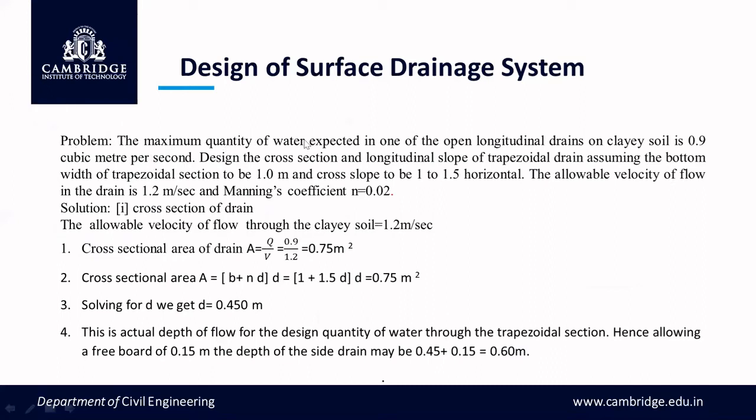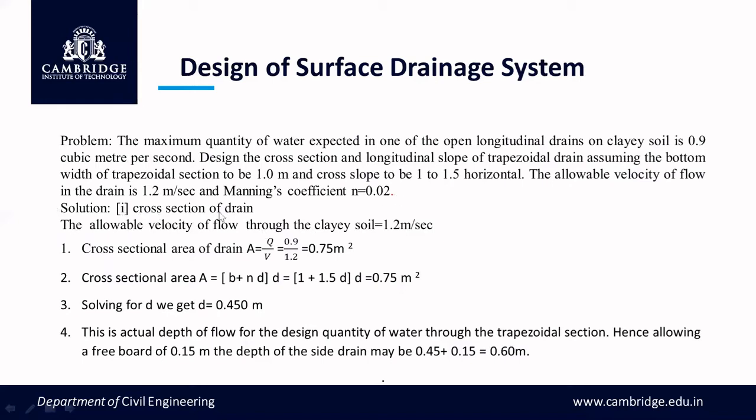The maximum quantity of water expected in one of the open longitudinal drains on clayey soil is 0.9 cubic meter per second. Design the cross section and longitudinal slope of a trapezoidal drain, assuming the bottom width of the trapezoidal section to be 1 meter and the cross slope to be 1 vertical to 1.5 horizontal. The allowable velocity of flow in the storm drain is 1.2 meter per second and Manning's coefficient N is equal to 0.02. Now we shall come to the solution.